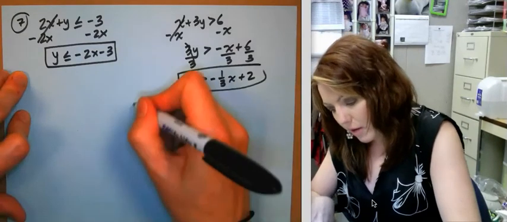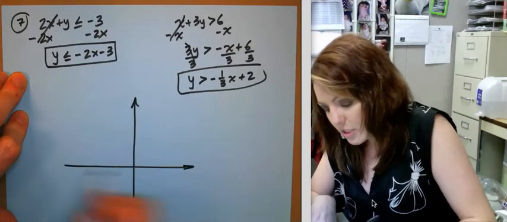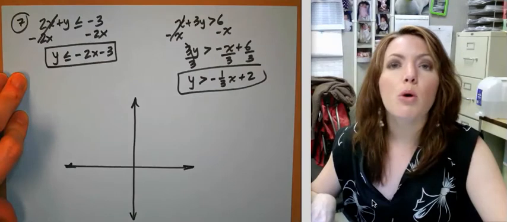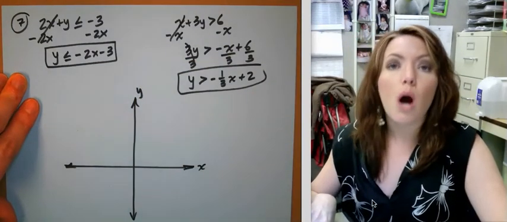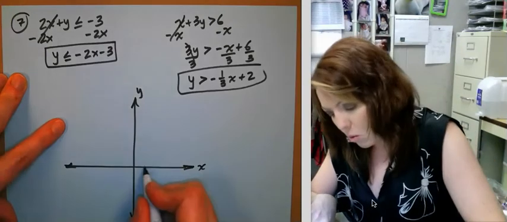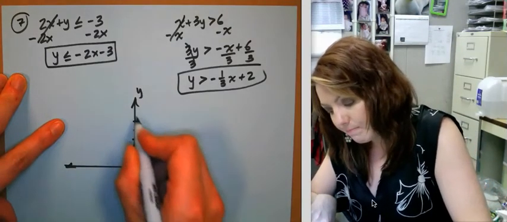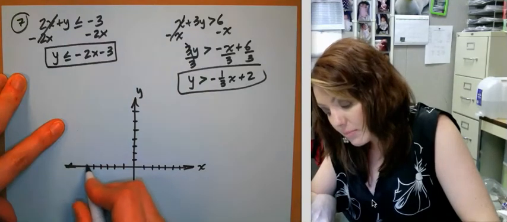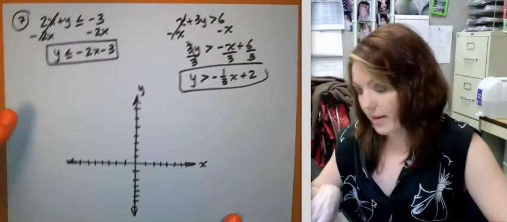Now, as I draw my graph, I want to remind you all that when you're dealing with inequalities, if you end up multiplying or dividing in the end by something that's negative, you always want to switch the direction of the inequality. Meaning, if you start with a less than sign and you end up dividing by a negative or multiplying by a negative, you switch it to a greater than sign, okay, and vice versa.